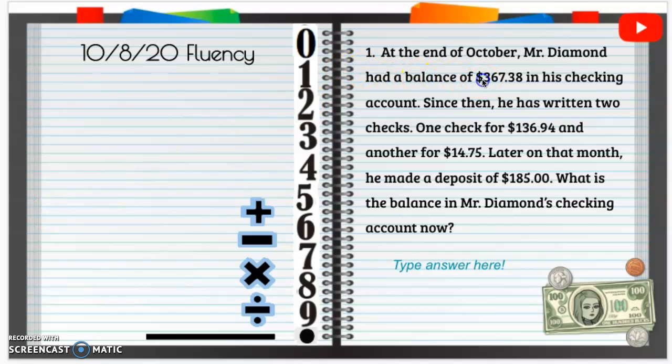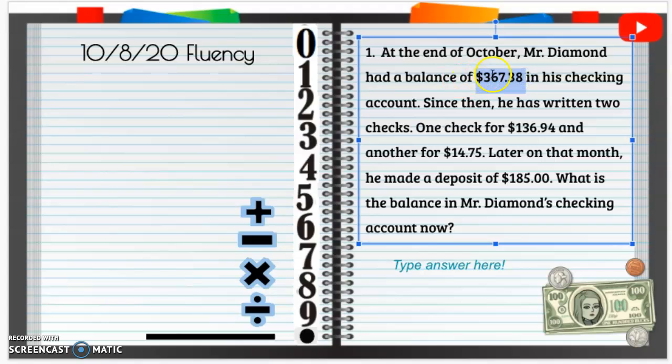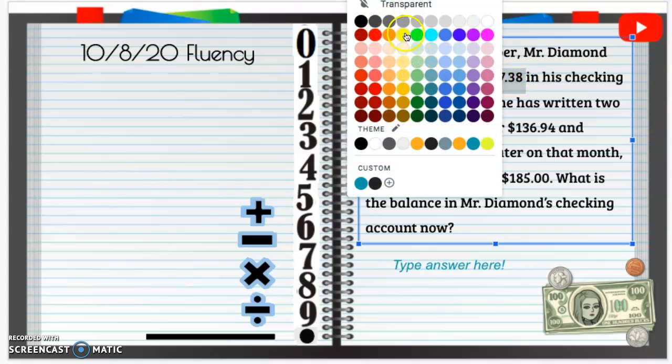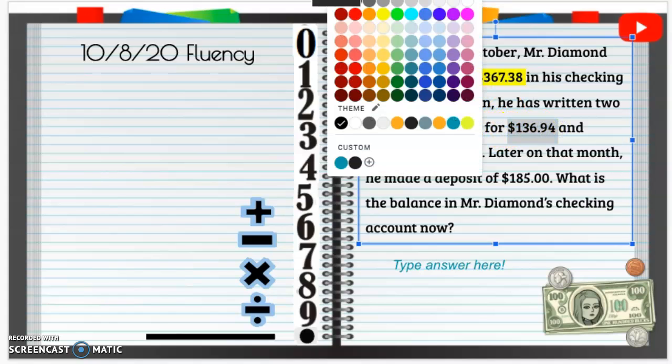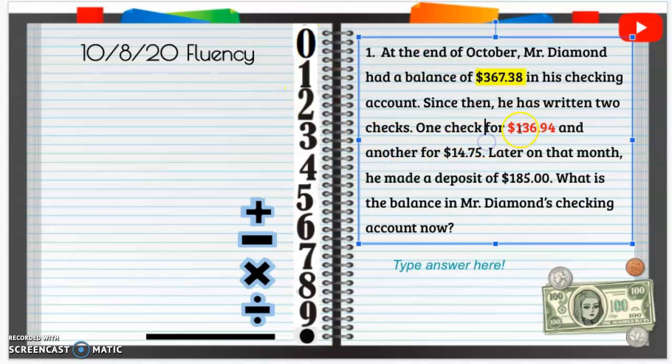So, he has a balance that he starts with $367.38. Since then, he's written 2 checks. That means he's giving money away. He has to pay for things. One check for $136.94. So I'm going to put that in red because that's one of the checks that he is subtracting. And another check for $14.75. So I'm going to put that in red because that's another check that he's writing and the money that he's taking out of his checking account.